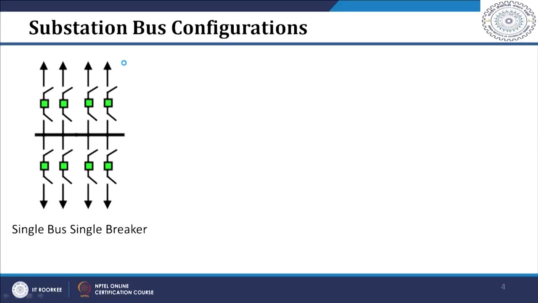The first and foremost substation layout is the single bus, single breaker arrangement, where there is only one bus, and for each outgoing circuit there is only one circuit breaker. So only one bus, and for each circuit which is going out of that bus or which is connected to that bus, there is only one circuit breaker.